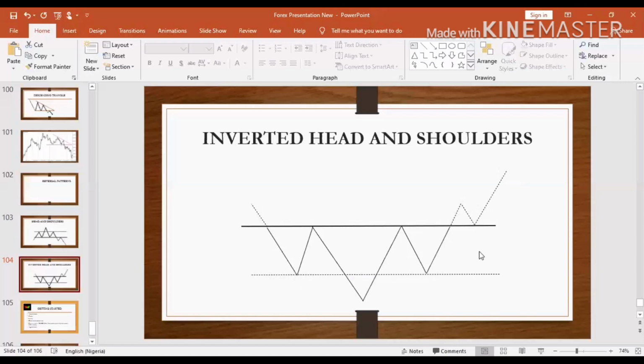Now the left shoulder and the right shoulder must not be the same height. This might be up, this might be down, but remember, they shouldn't get to the same size, the same zone as the head, but they must not be at the same size. They mustn't be the same size. This might be up, while this might be a bit down here. So that's basically it.